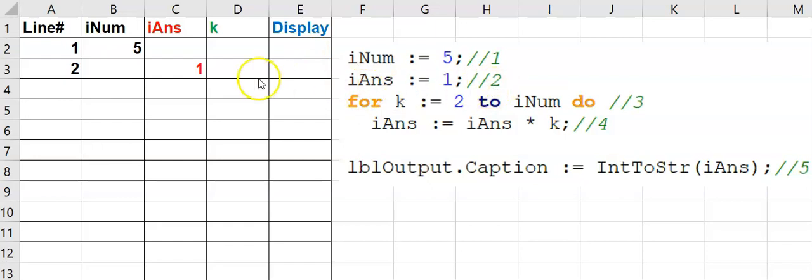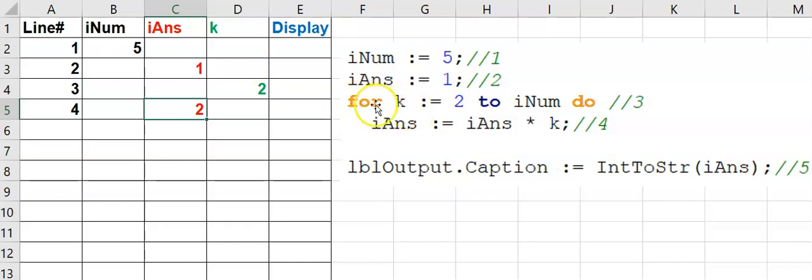In the next line here, line 2, iAns was given a value of 1. Now we get to the for loop. In the for loop line, that would be our line 3, the variable k is changing and the first value it receives is 2. So on line 3, k is changing to the value 2. Our next line that will be executed is line 4. And on this line, we are multiplying iAns with k. So the last value that iAns was, at this stage there is only one, the 1 will be multiplied by 2, and that will now change iAns and it will give it the value of 2.